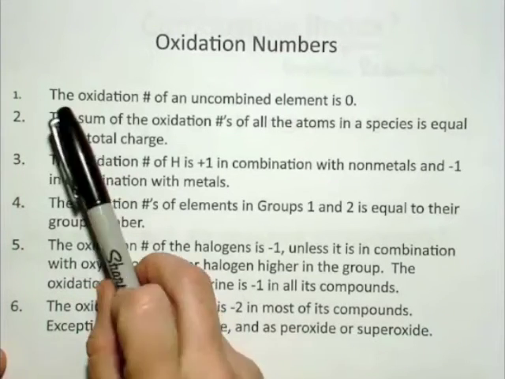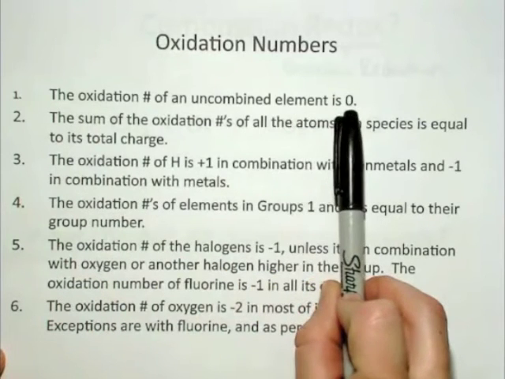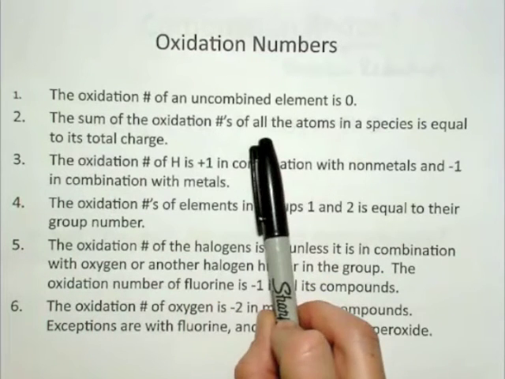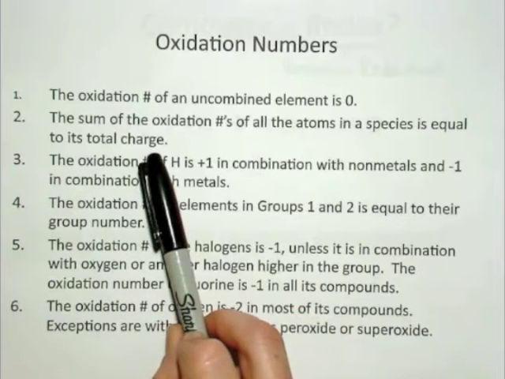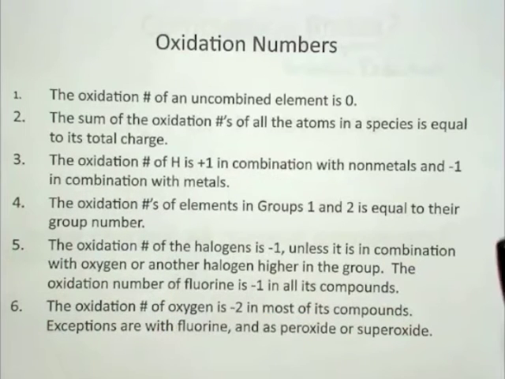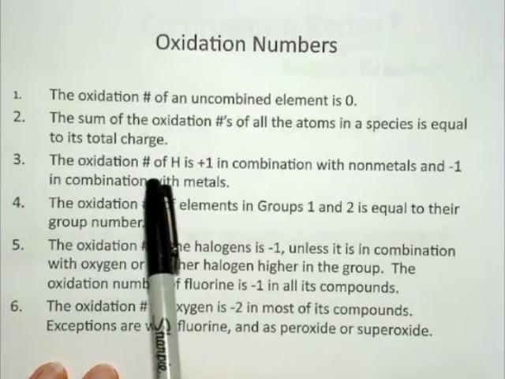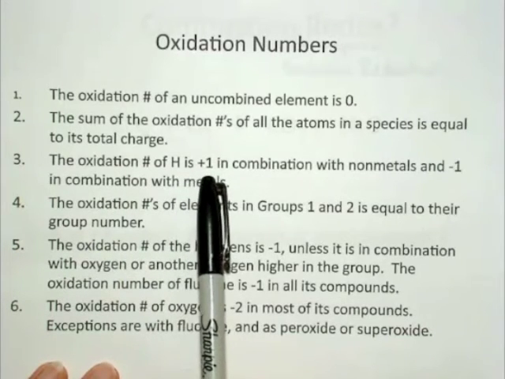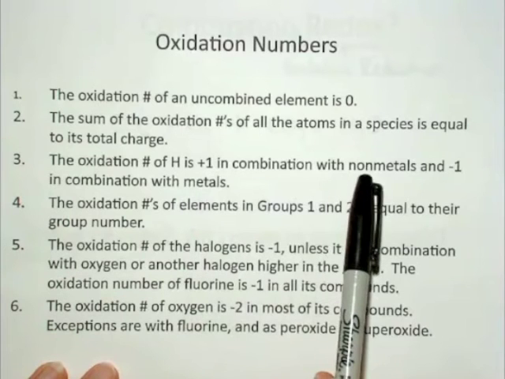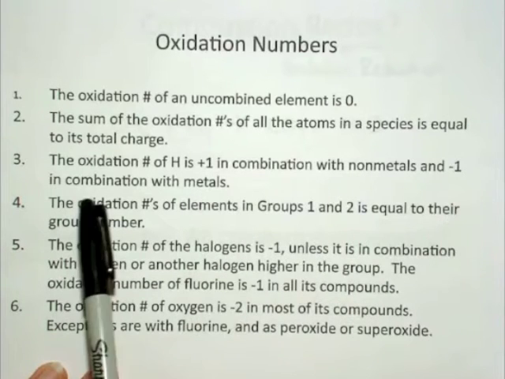Alrighty, so the oxidation number of an uncombined element is 0. The sum of the oxidation numbers of all the atoms in a species is equal to its total charge. For example, in magnesium oxide, the total charge on that formula unit is 0. So the sum of the charges, which we would call now oxidation numbers, is 0 as well: plus 2 minus 2. The oxidation number of hydrogen is always plus 1 in combination with nonmetals and always minus 1 in combination with metals.